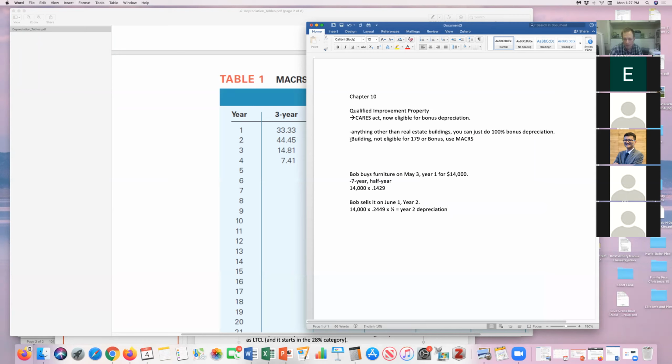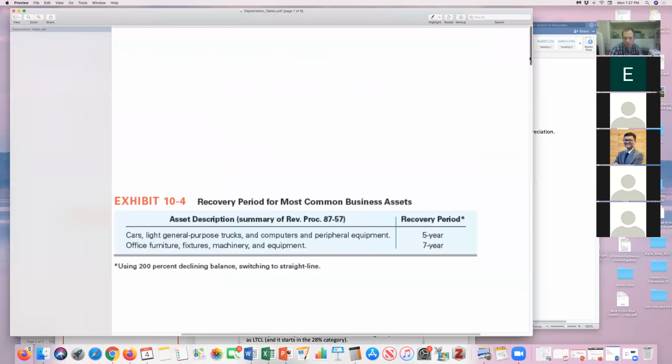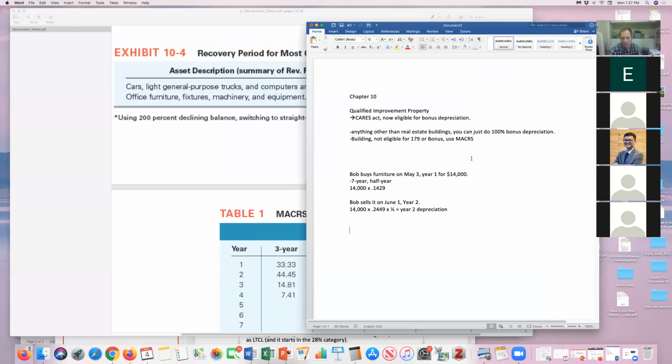So what if I had, once again, if you missed this earlier, I have all the depreciation tables that we might use in one file. I'll put it on Blackboard right after this. You can easily find these on your own, but if you want to have them in one place before you start the exam.